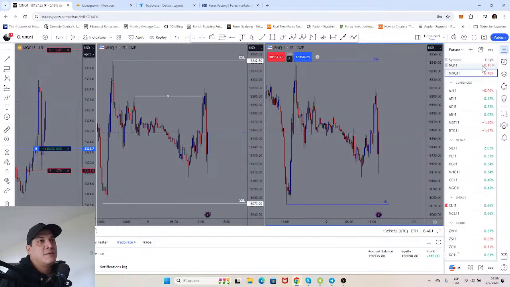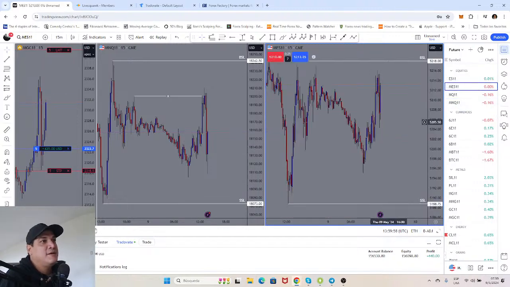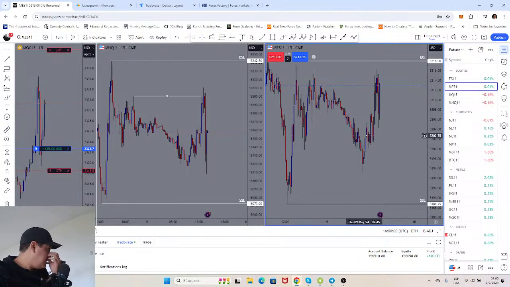MQ, no, that's E-mini. All right, the E-mini about to take those highs. Gold, gold is looking very strong.